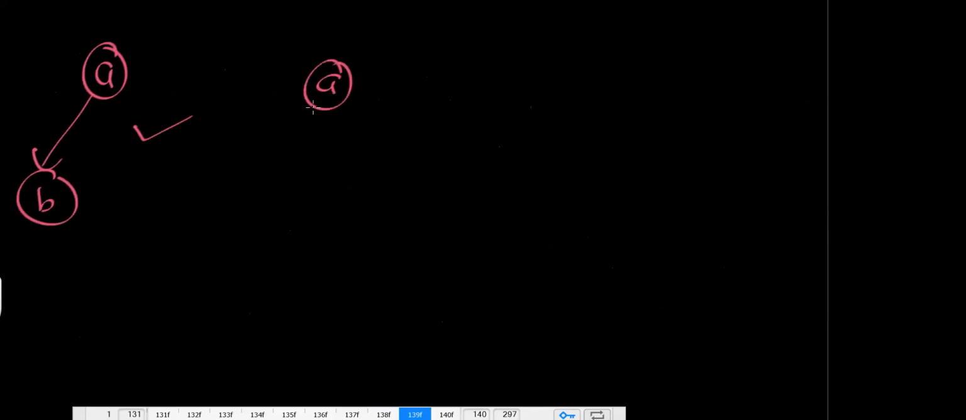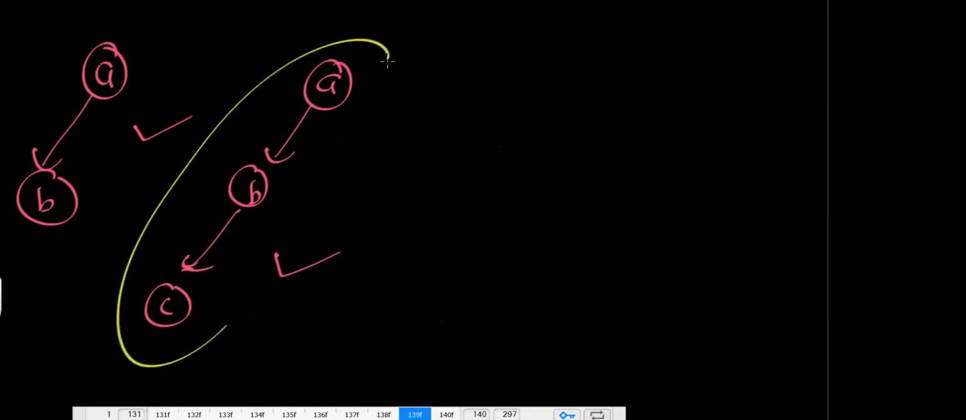Is this clear? So tell me, is this a rooted tree? This is a rooted tree. Is this a rooted tree? This is also a rooted tree. Rooted tree means there is a root, it is acyclic, and from the root to every other vertex there is at most one path.